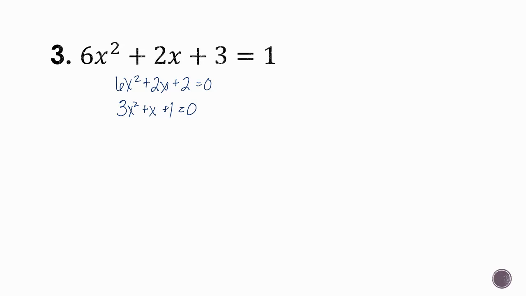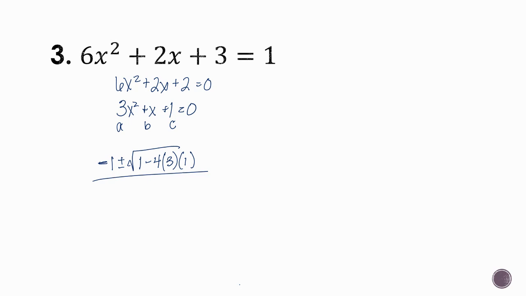And remember, we talked about completing the square works if a is 1. It is not. So I'm just going to use the quadratic formula. So 3 is my a, 1 is my b, 1 is my c, I'm going to plug them into that formula, which again, you need to have that memorized.